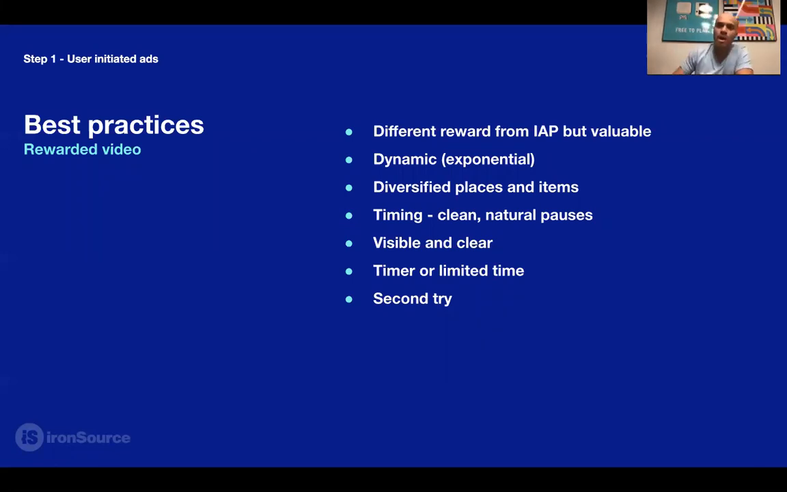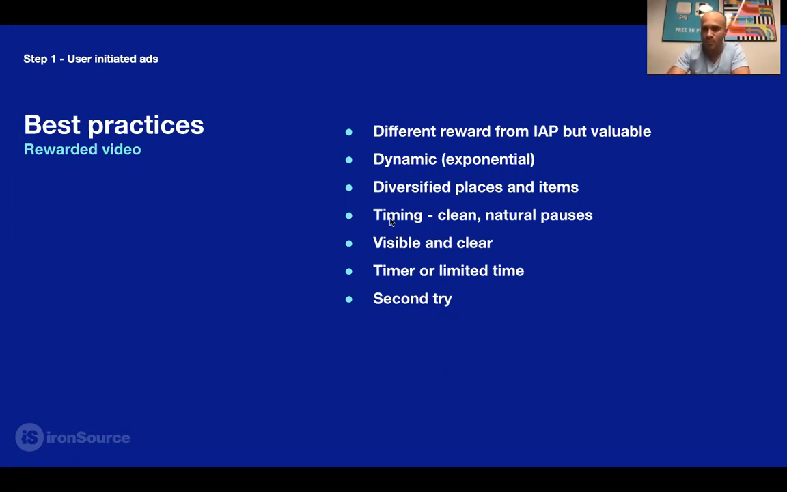Because in level 1, 10 coins is great. In level 100, 10 coins mean nothing. And if you don't adjust your reward to the level of the economy at this point in time in the game, then you will just see your engagement rate dropping and dropping and dropping.